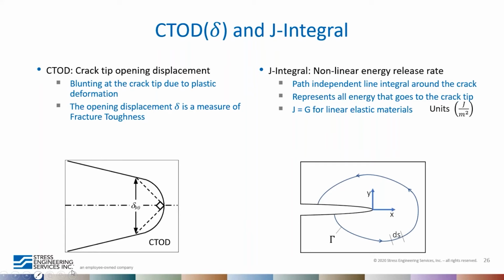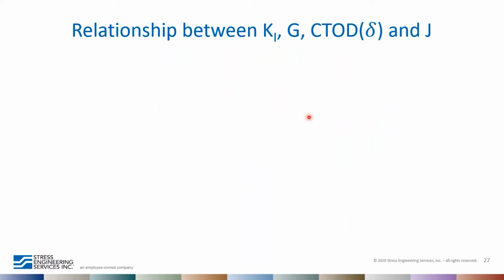Okay. The J integral is similar to the energy release rate that we talked about earlier, except that it is able to capture both linear and nonlinear effects at the crack tip. So in practical terms, it is a line integral around the crack tip. It's a path-independent integral, and it represents all the energy going into that crack tip. And so as you can see, the units for it are similar to the energy release rate that we talked about previously. So it captures, again, the effect of both linear and non-linear conditions at the crack tip.